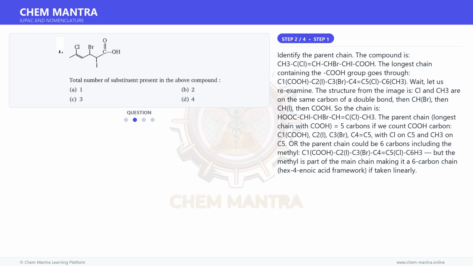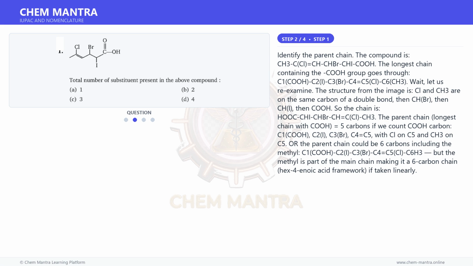Moving on to the next step. Identify the parent chain. The compound is CH3CCl=CH-CH-Br-CHO. The longest chain containing the CHO group goes through C1, CHO, C2, I, C3, Br, C4=C5, Cl, C6, CH3. Wait, let us re-examine.